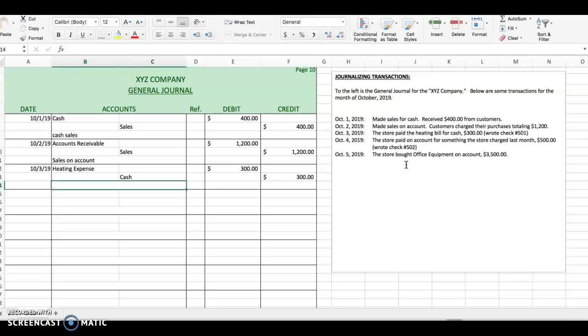And when we write a check, that can serve as our explanation. So this is check number 501. Okay, so we can go back to our checkbook to look it up if we need to. So these are the two expenses involved there.